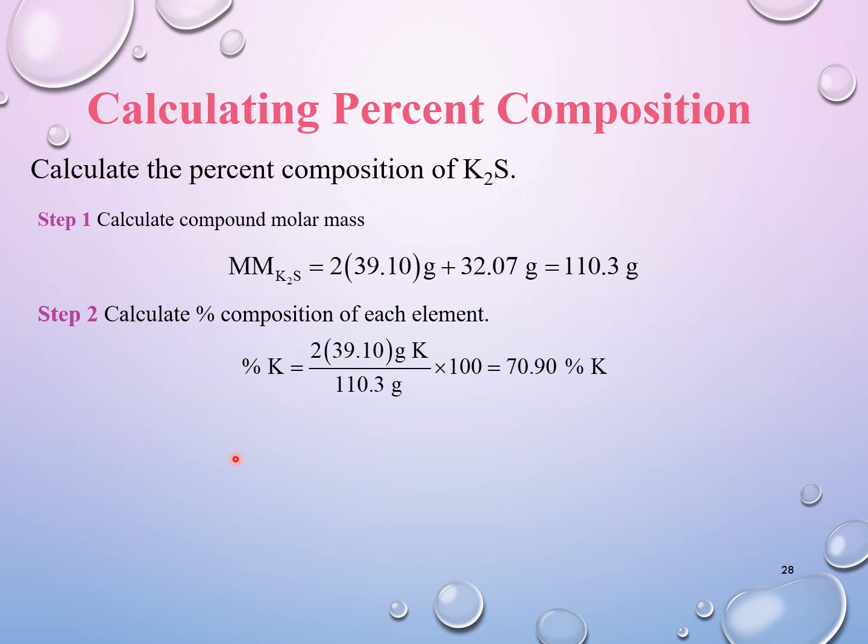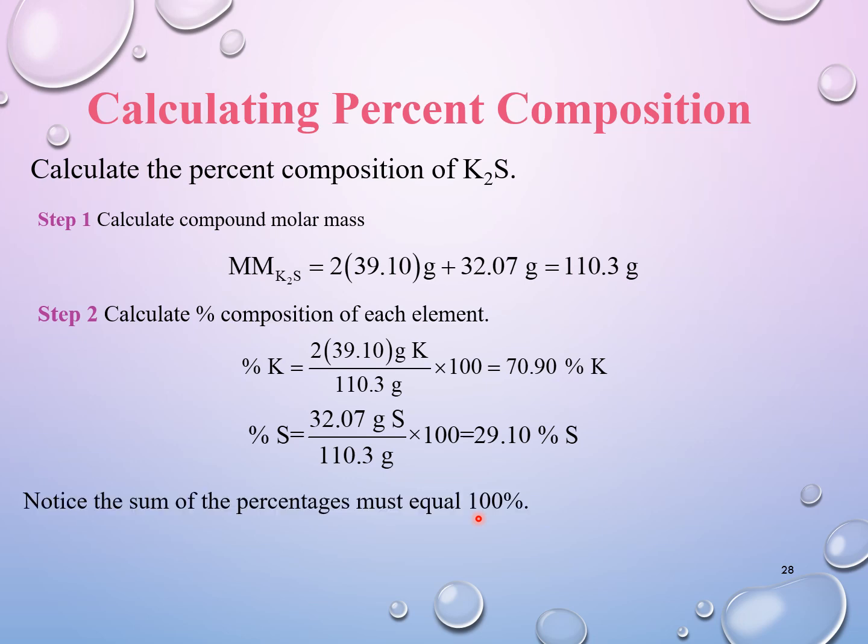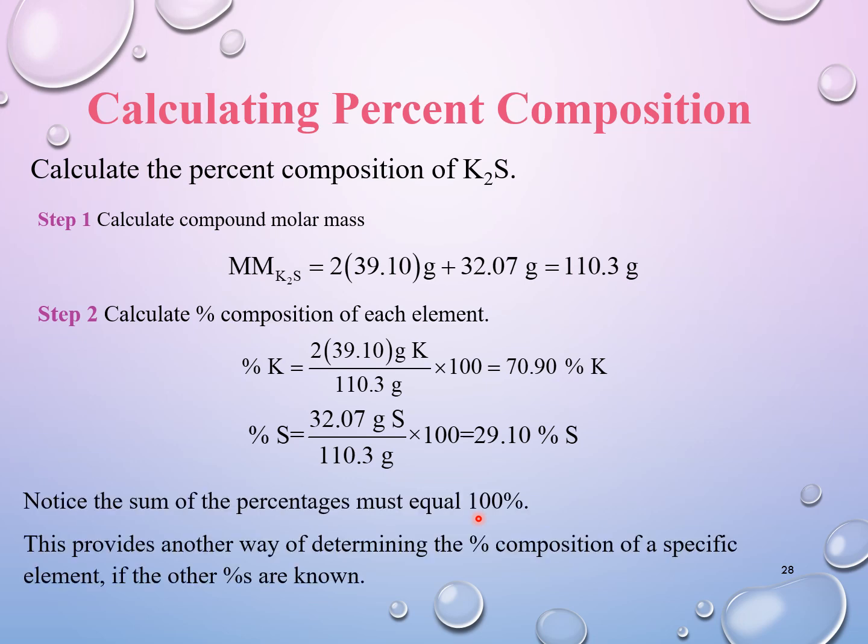Or you can do the same method. You take sulfur, 32.07 grams, divided by 110.3 grams on the bottom, times 100, you get 29.10% of sulfur. So all the percentages must equal 100. If you calculate the first one, you technically don't have to repeat the math here. You can take 100% minus 70.90 to get 29.10%.